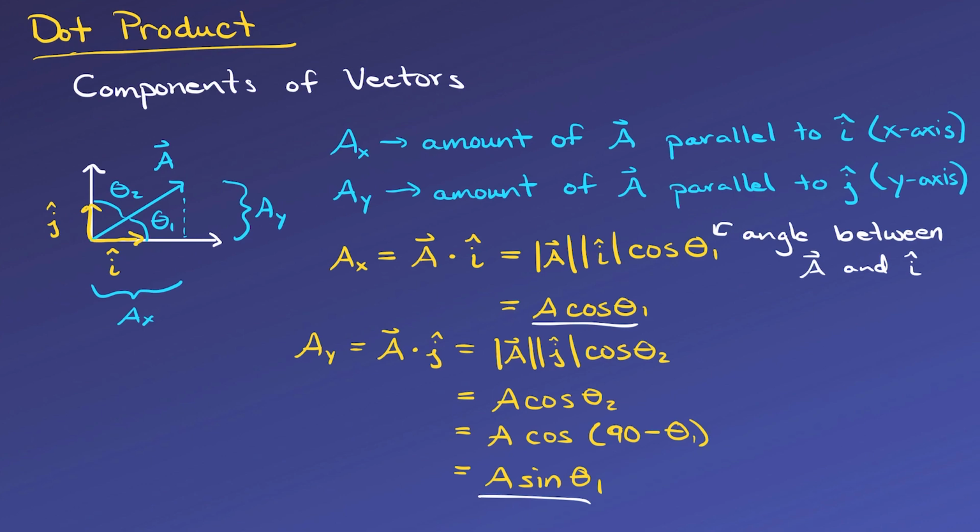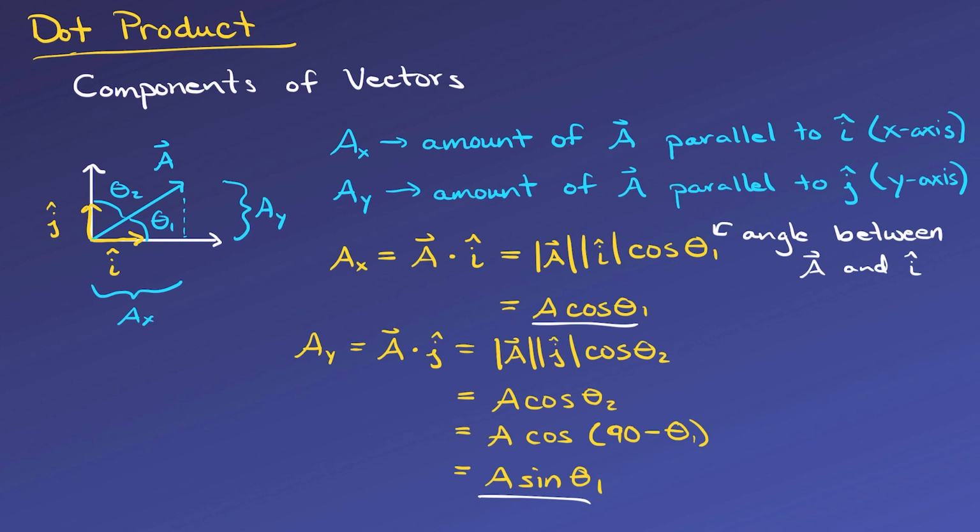We often use unit vectors i, j, and k hat corresponding to directions along the x, y, and z axes, but we could have unit vectors in any direction. We can use the dot product between any vector and a unit vector in any direction to find out how much of our vector is pointing in that direction.